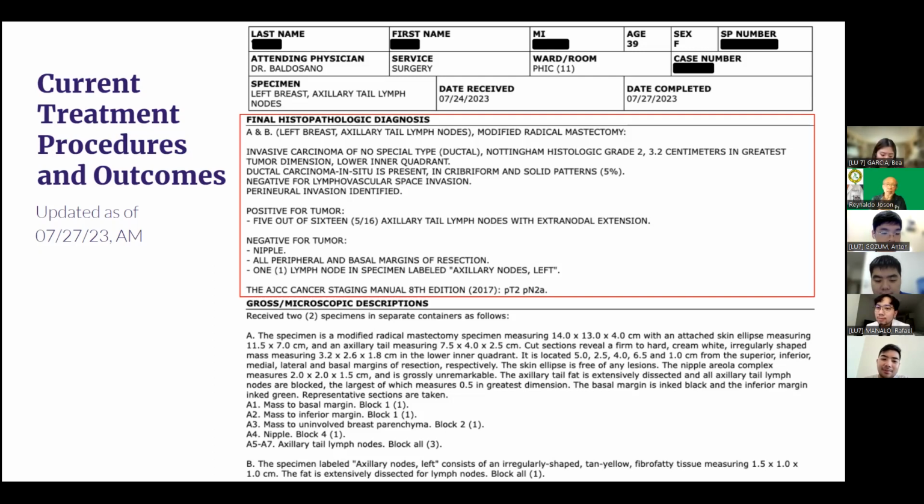So just take note of all those complications, but some would prefer it because mas effective daw siya, but they want to be vigilant on the osteoporosis and the fracture. But in general, you can try out tamoxifen first.